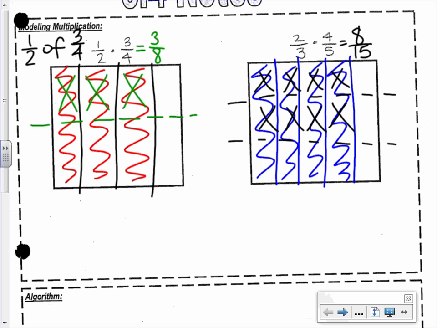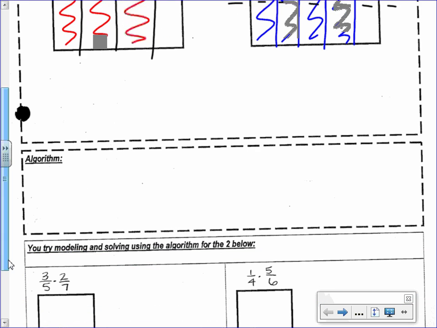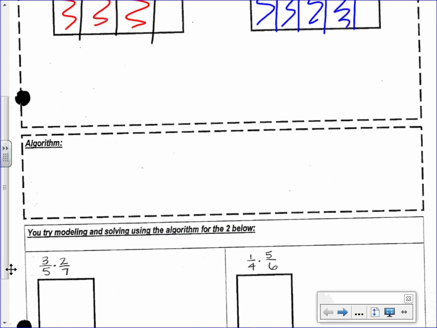All right. So let's come up with an algorithm. Algorithm is a fancy word for a rule. In math, we call it an algorithm. So let's come up with an algorithm. If we have A over B times C over D, someone raise their hand and tell me what the rule or the algorithm is to multiplying fractions. Actually, talk about at your table first. Come up with a rule at your table. How do you multiply fractions?